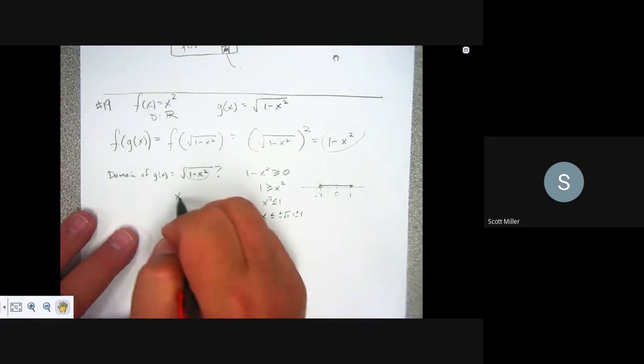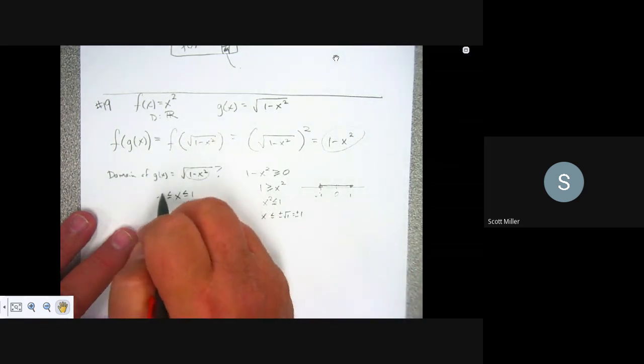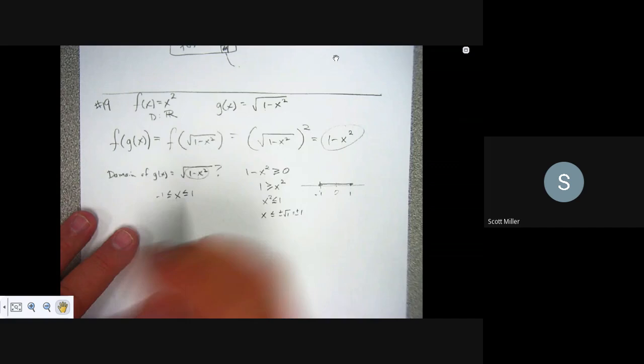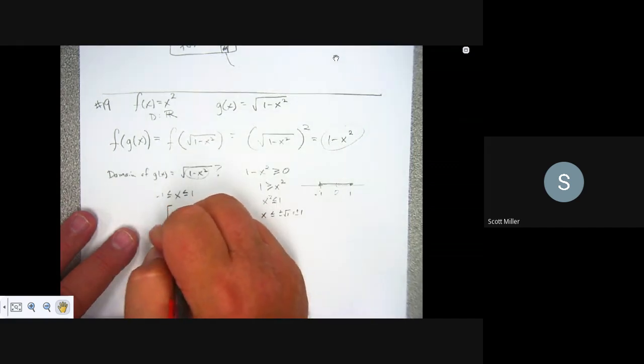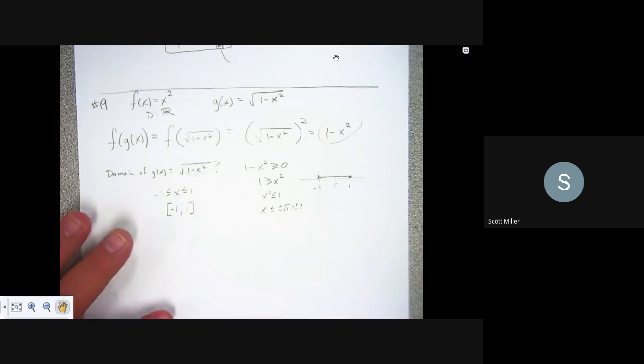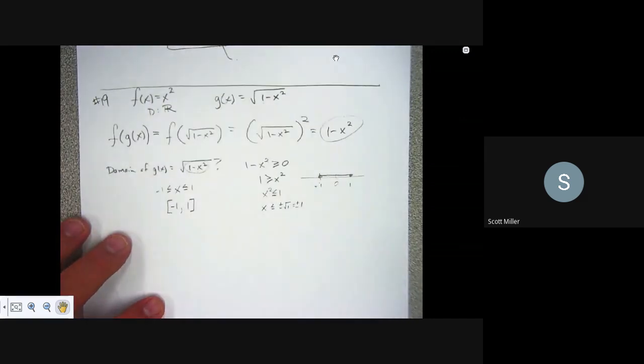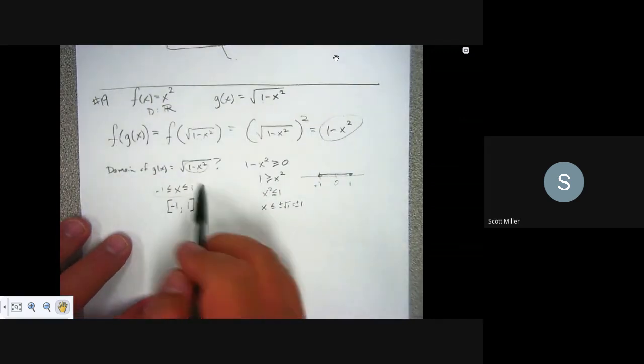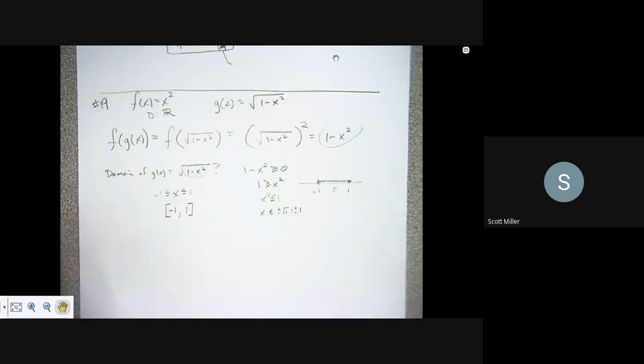It is when x is between 1 and negative 1. That is my domain. In interval notation, you can write it as like so. The square brackets indicate that the endpoints are indeed included. That is my domain for G. So that's my restriction.